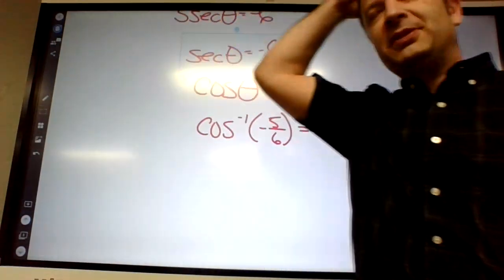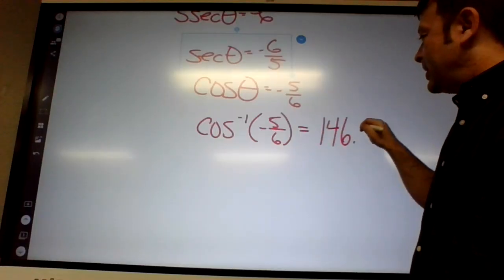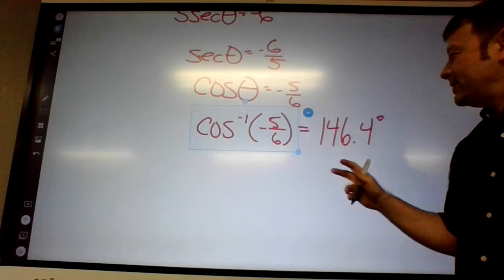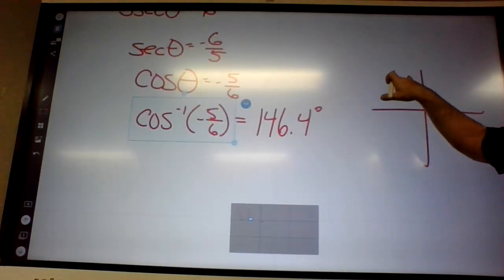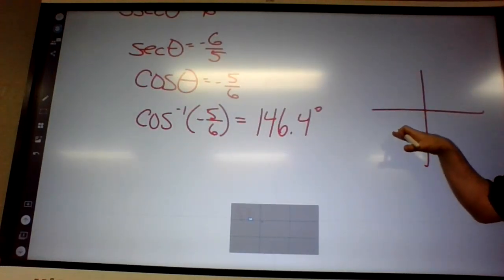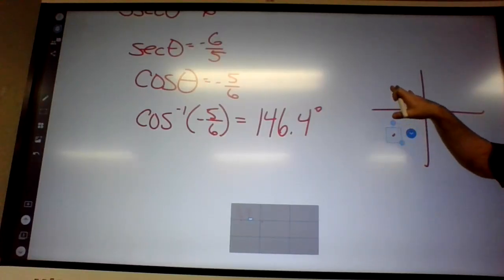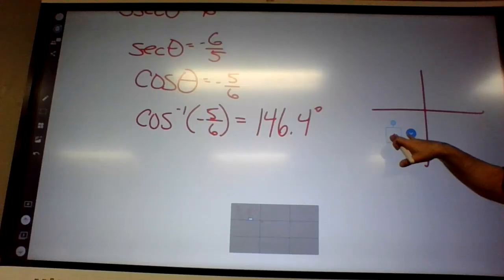Has anybody plugged this in the calculator? 146.5. Okay. So where's cosine negative at? Cosine is positive in the first and fourth. It's negative in the second and third. So we need a second and third quadrant angle.